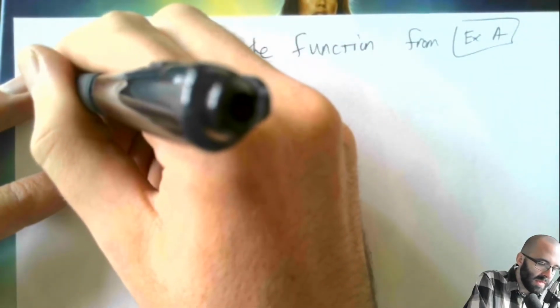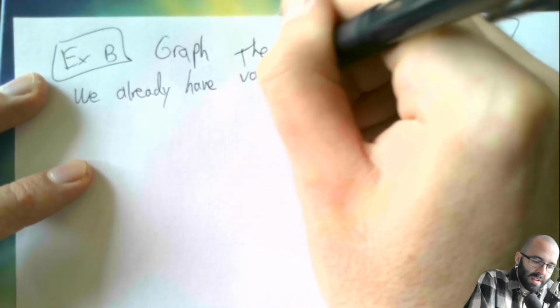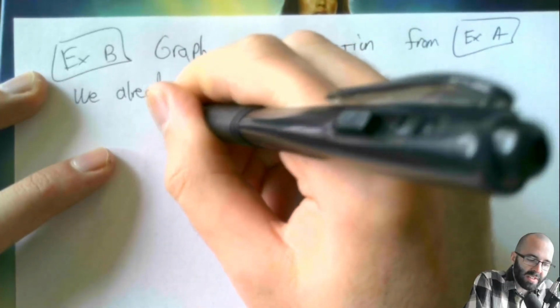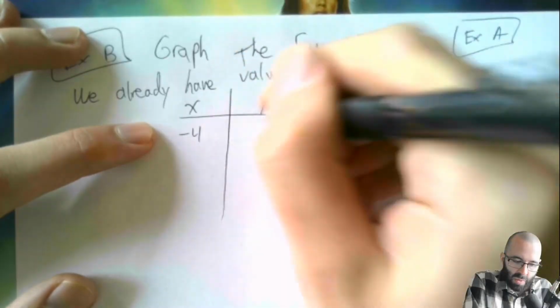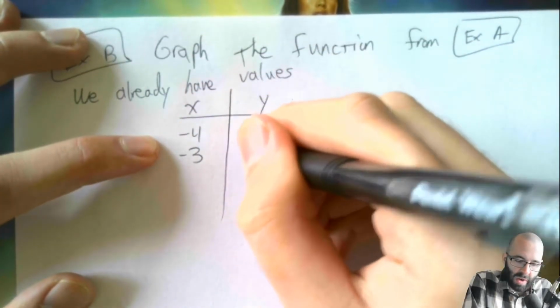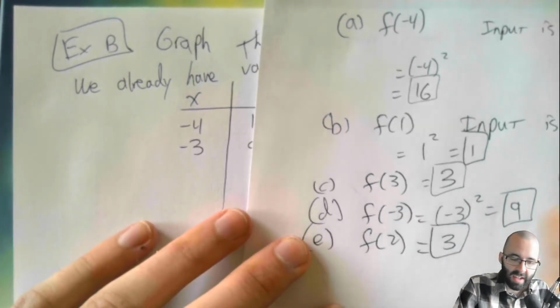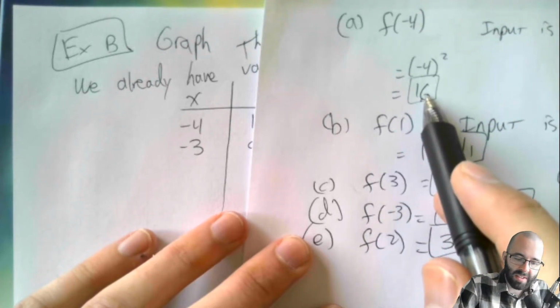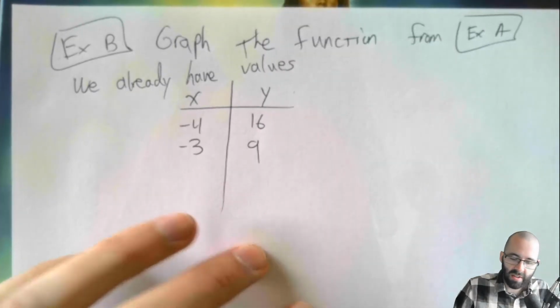Okay. We already have values. I'm just going to copy this down real quick, just from the previous example. We said when x was negative 4, y was 16. When x was negative 3, y was 9. Again, we already did this. I'm not making this up. So we're just going to copy this down some more.